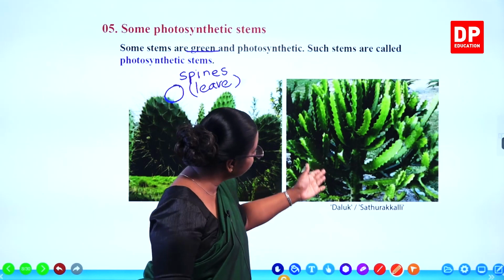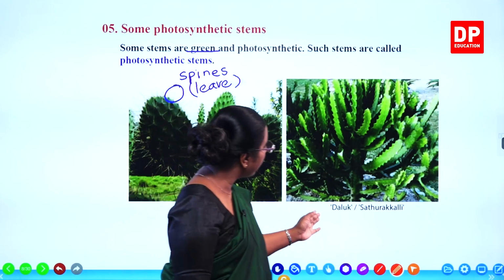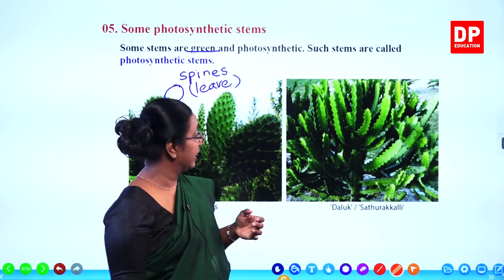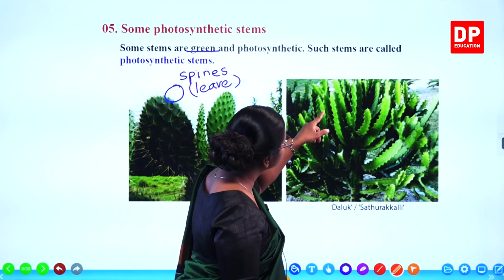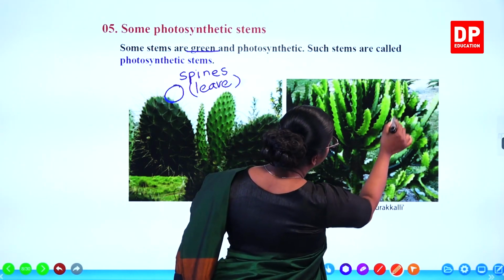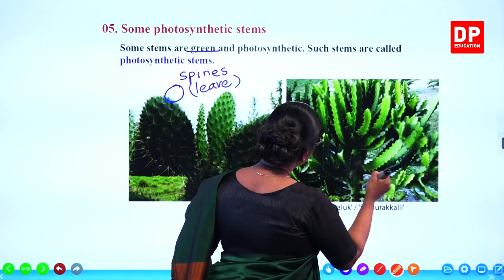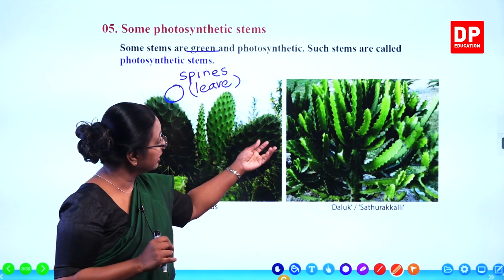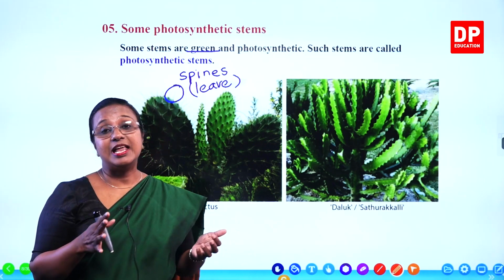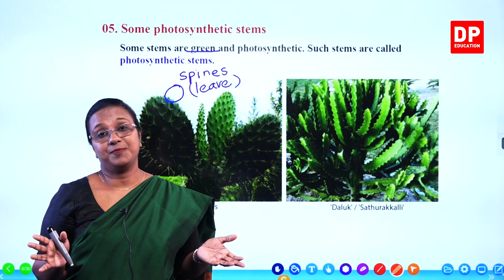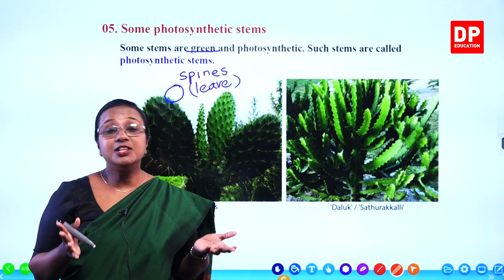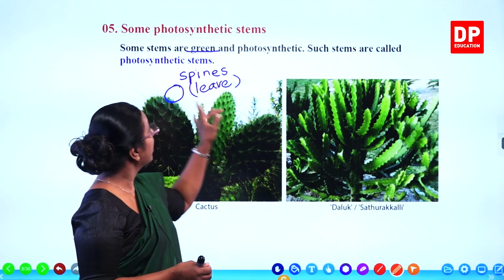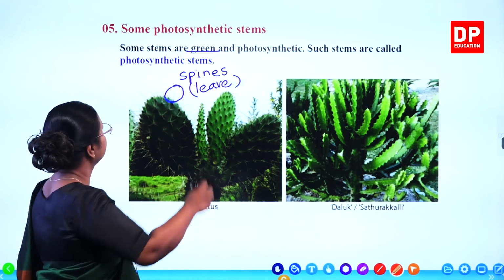Another example, even this you would have seen. Daluk, that is the Sinhala name, or Sadurakalli, it is the Tamil name. So here also you can nicely see. Now there are small spines here, very fleshy stems, very thick stems, and they are very shiny because of a thick cuticle, and they store water as well as they are green in color. So what do they do? They produce food, they do photosynthesis. So these two are photosynthetic stems.